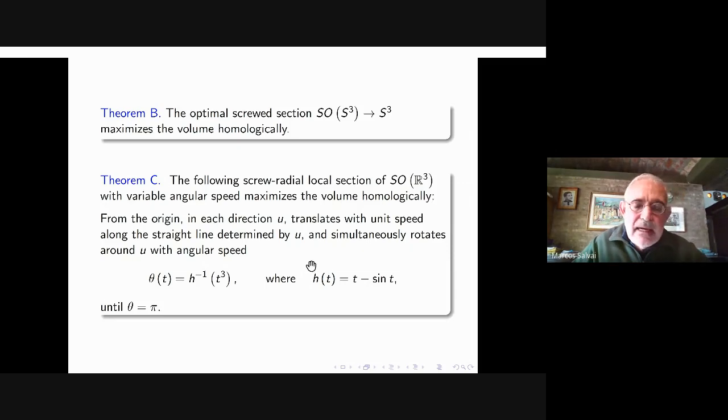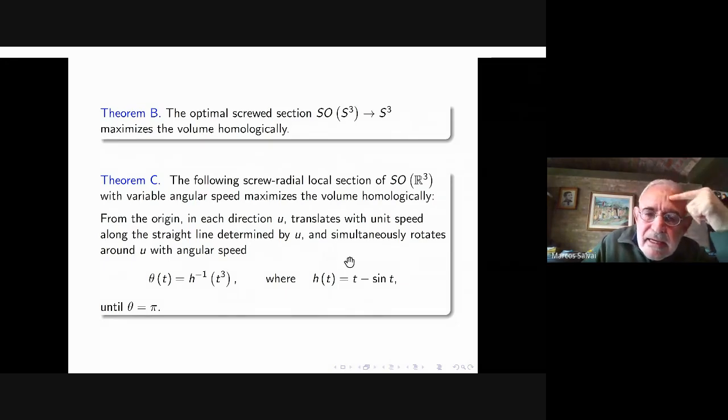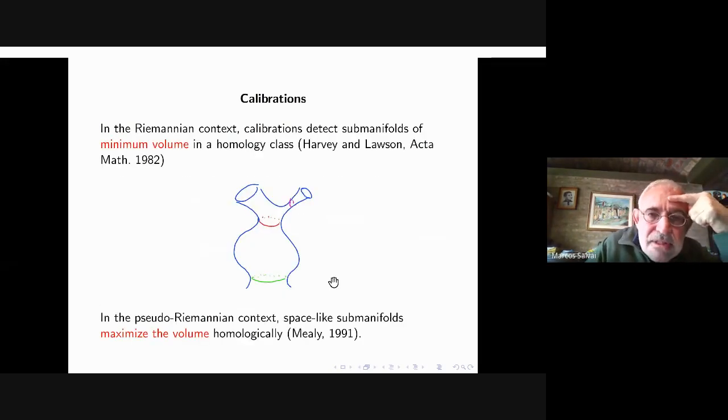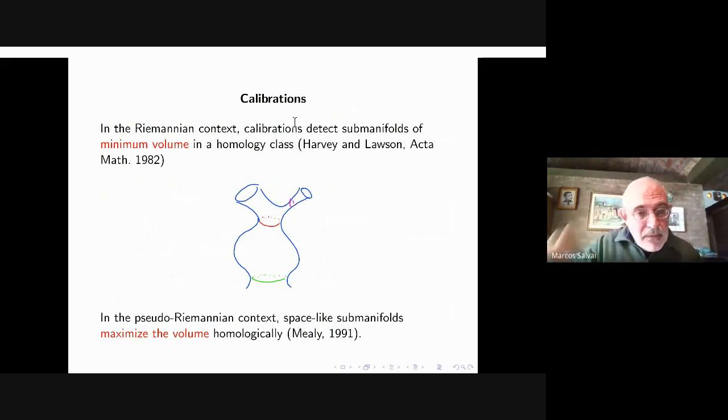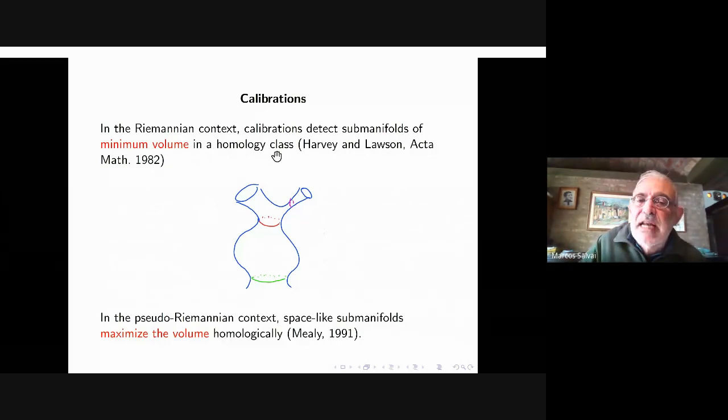Well, and how can one prove that something is volume maximizing? How does one prove that some manifold has maximal volume? Well, using calibrations. In the Riemannian context, calibrations are the classical situation. Calibrations detect submanifolds of minimum volume in a homology class.